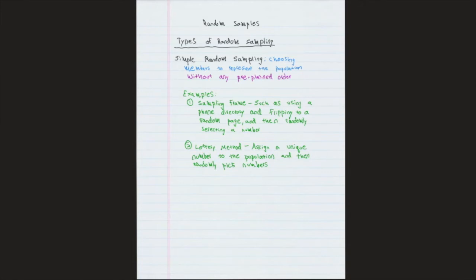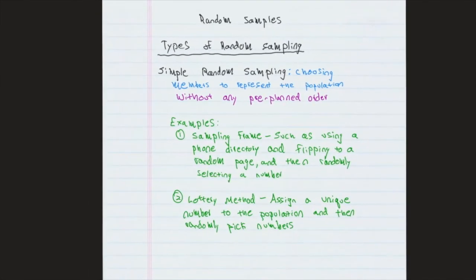The first type of random sampling is just called simple random sampling. It's called simple because it's pretty easy. You're just choosing members to represent the population without any pre-planned order. So, for example, you could use a frame. Let's say that you have a phone directory as your frame, okay? And then you just flip to a random page and then you randomly select a number and then you survey that person on whatever questions you're surveying about. Okay, that is just a random sampling. So like flipping a page in a book.